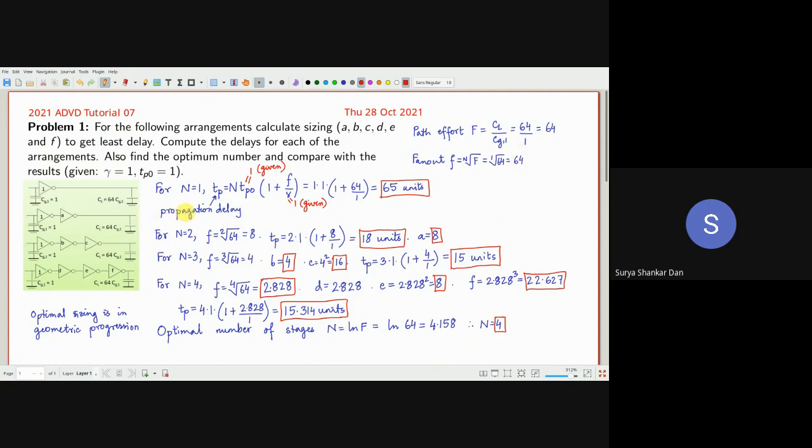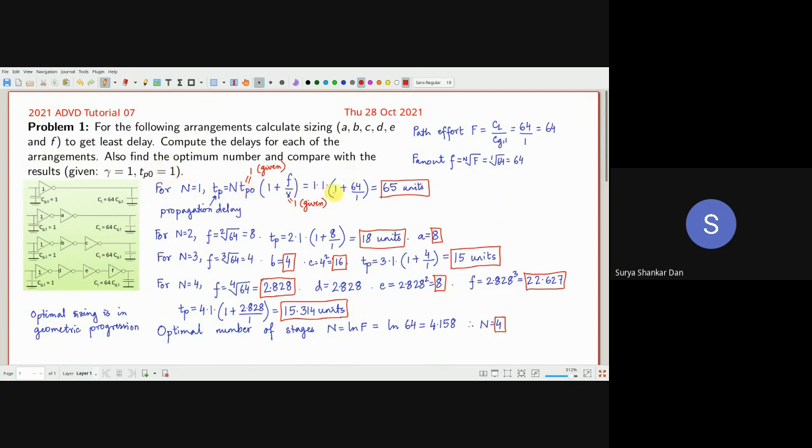So for n equal to 1, what is the propagation delay? First of all, for the first case there is no concept of sizing because there is only one inverter anyway. Now for the propagation delay, because we have to find the delays of each of these arrangements, the propagation delay tp is equal to n, the number of stages, times tp0, which is the unloaded inverter delay, which is also given as 1 for simplicity, times 1 plus f by gamma. This is a typical formula.